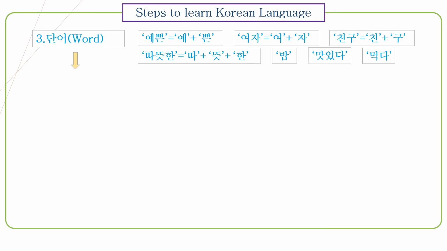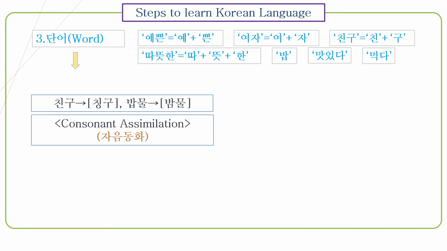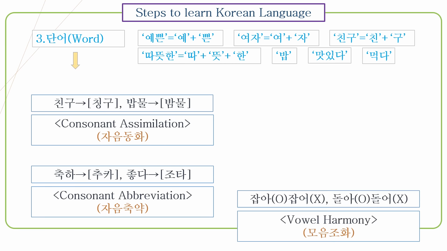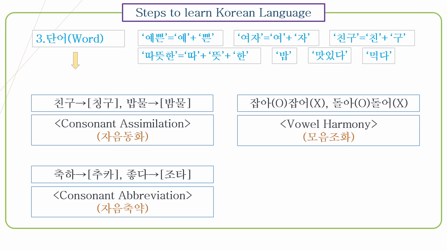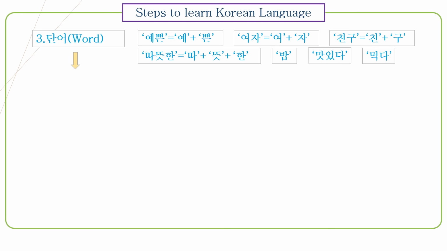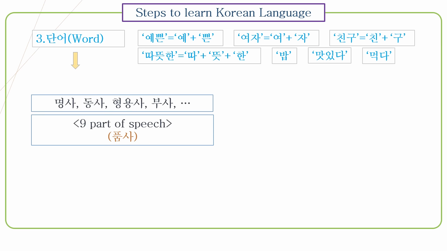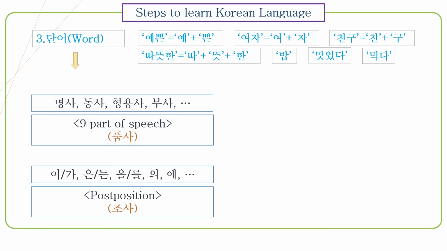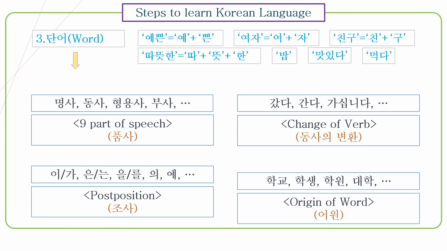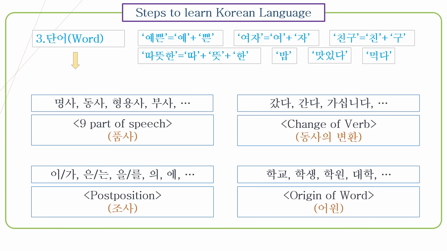In terms of reading, there are consonant assimilation, 자음동화 in Korean, consonant abbreviation, 자음축약, vowel harmony, 모음조화, linkage rule, 연음법칙, and so on. And then, in terms of grammar, there are 9 parts of speech, which is called 품사 in Korean, postposition, 조사, change of verb, 동사의 변환, origin of word, 어원, and so on.